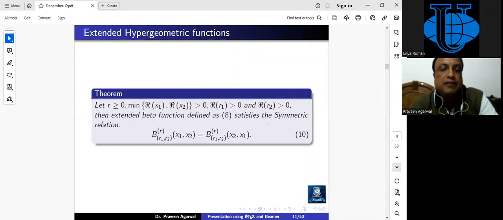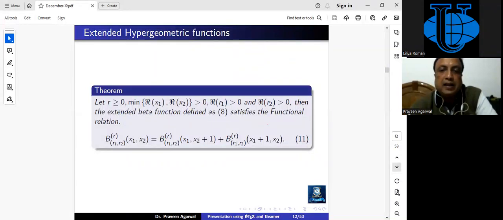After that, we developed one very interesting theorem to understand the properties of the new generalized extended beta function. Our first theorem gives the symmetric relation. Let R be greater than or equal to 0, minimum real part of x1, x2 greater than 0, real part of r1 greater than 0, and real part of r2 greater than 0. Then the extended beta function defined by 8 satisfies the symmetric relation B of R, R1, R2, X1, X2 equal to B of R, R1, R2, X2, X1.